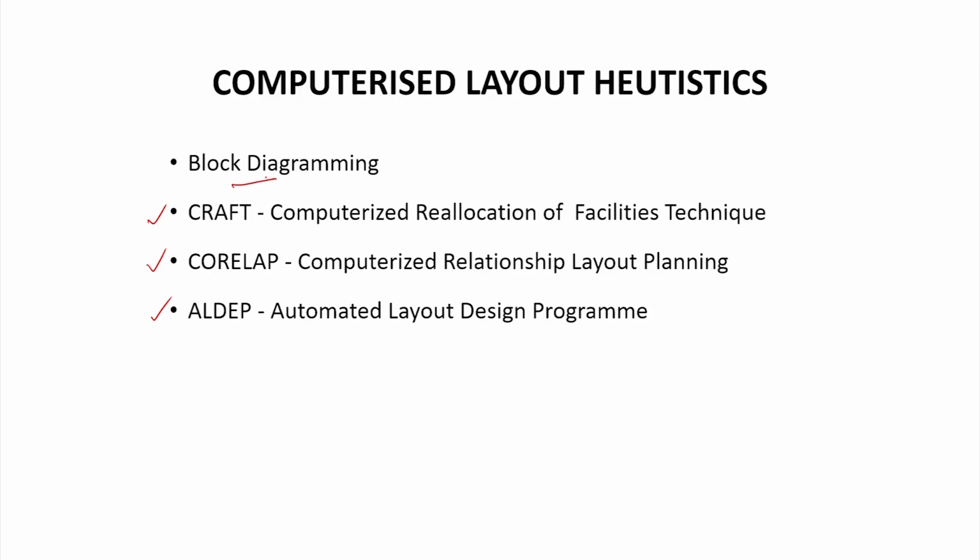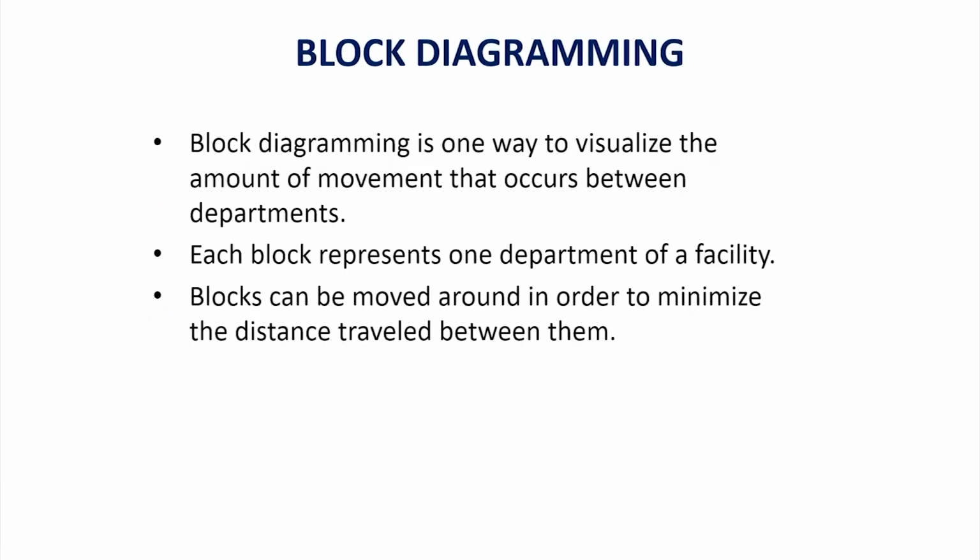Block diagram is useful if there are very few, 5-6 facilities, which we can manually design by using the relationship diagram or flow matrix. Let us start with block diagramming. In the block diagramming, we can visualize the amount of movement that occurs between the departments. Each block represents one department of a facility. Blocks can be moved around in order to minimize the distance travelled between them.